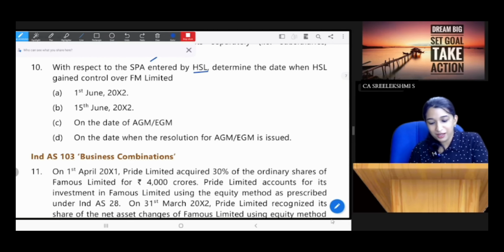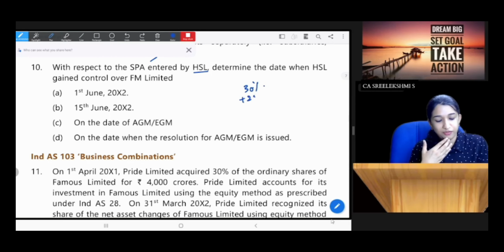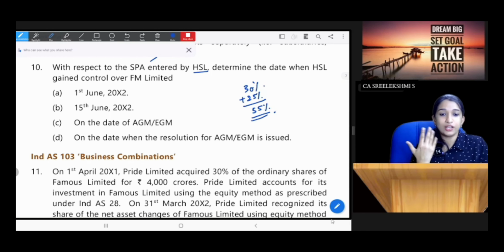Why is control there? Because as per the agreement, you already have 30% shares. Also, you have a call option. You are the call option holder to buy an additional 25% shares. So, 55%. So, control is there. What is the date of control?